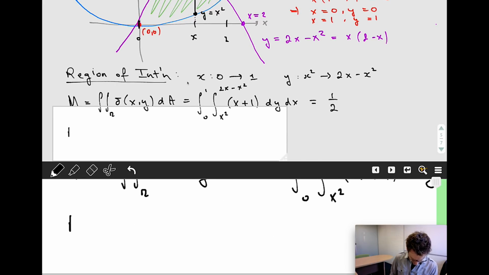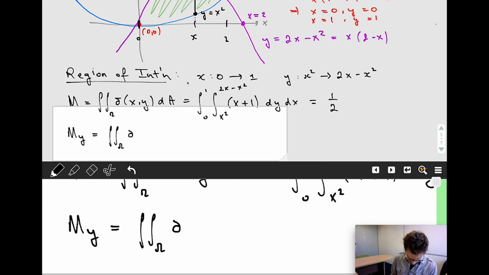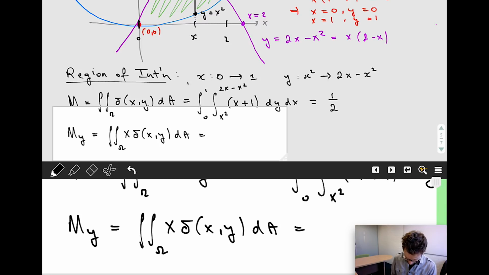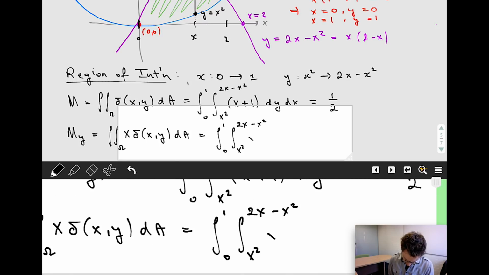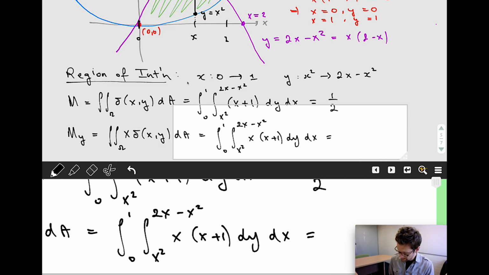The first moment about the y-axis, let's write down the formula. Integral over the region of integration of x times the density times the infinitesimal area. So we've got the integral from 0 to 1, integral from x squared to 2x minus x squared of x times (x plus 1) dy dx. And again, I'm not going to do that integral. I'll leave that for you to do. And that's going to be given by 4 over 15.